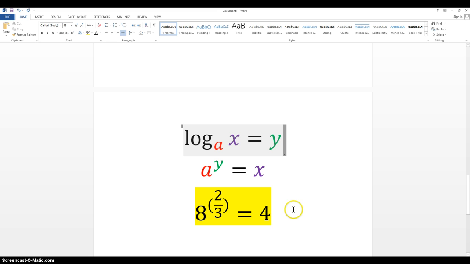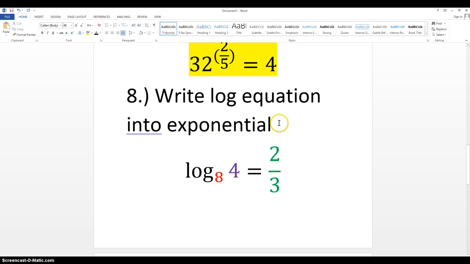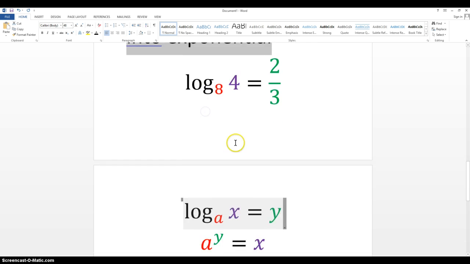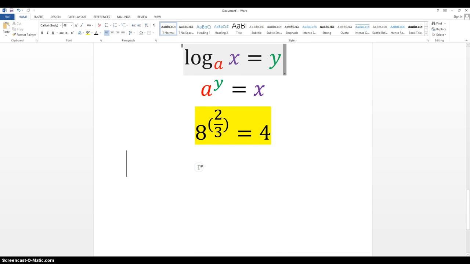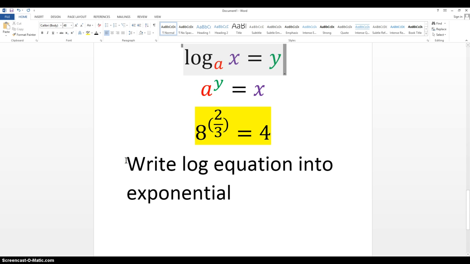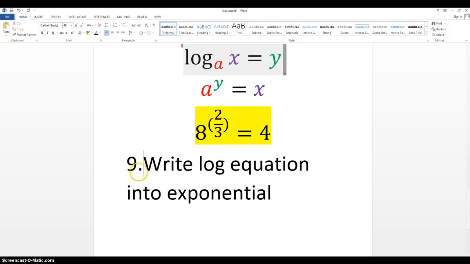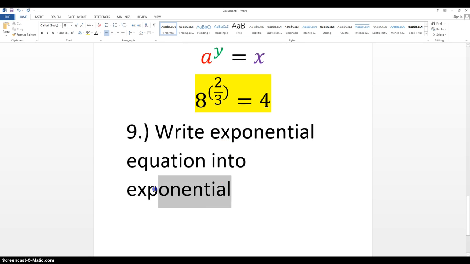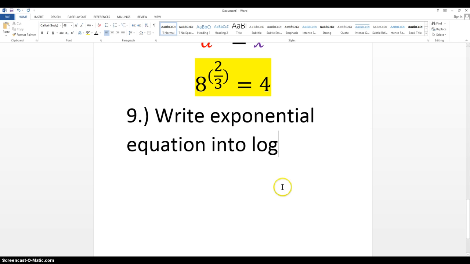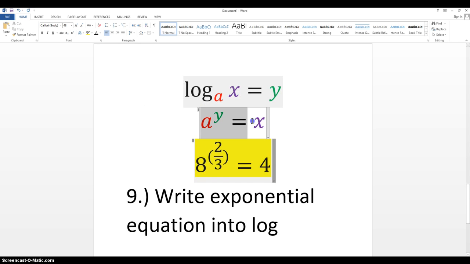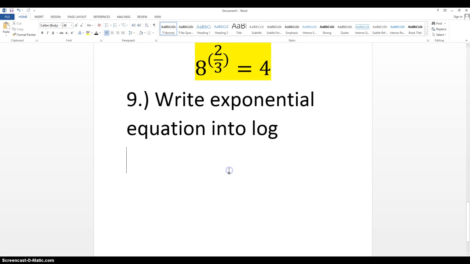Okay, this time let's move to number 9. Let's write the instructions for number 9. Number 9 instructions are: write the exponential equation into log equation. So this one is actually going backwards. I'm giving you the exponential, and this time you have to write it into the log.